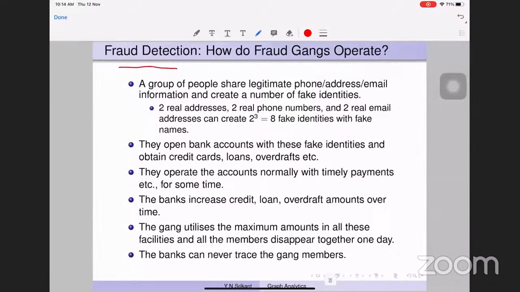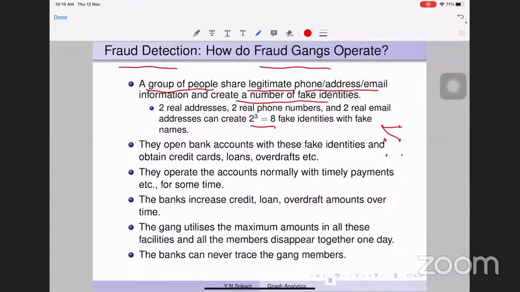How to detect fraud and how do fraud gangs operate? Let us understand that. And we are really talking about financial frauds. So a small group of people share legitimate, not illegitimate, phone address, email, etc., and they create a number of fake identities. So if there are 2 real addresses, 2 real phone numbers, and 2 real email addresses, right? So now I can create 8 of these fake identities.